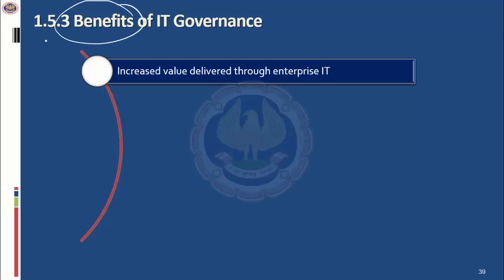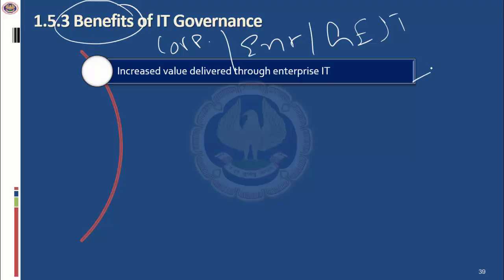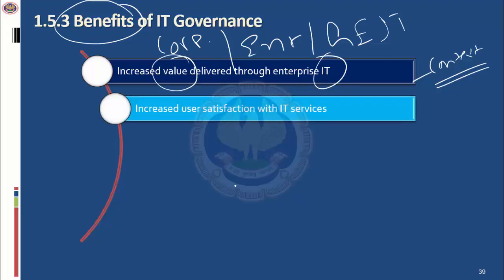The same thing, you want to look at the benefits of corporate governance or the benefits of enterprise governance or the benefits of GEIT. Quite often you have questions in the exam pertaining to this. In all these cases, you should know the benefits are similar, but the context would differ, depending on where governance is actually applied. So governance is all about increased value through IT, increased user satisfaction, and this is from the perspective of usage of IT services.